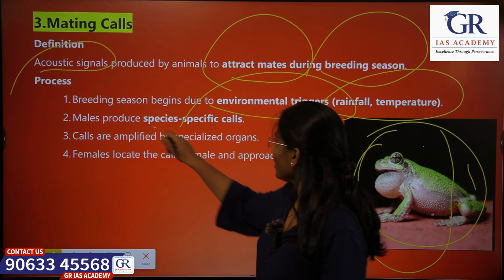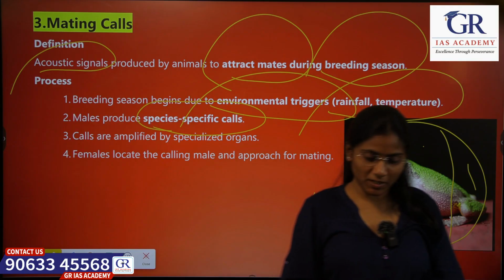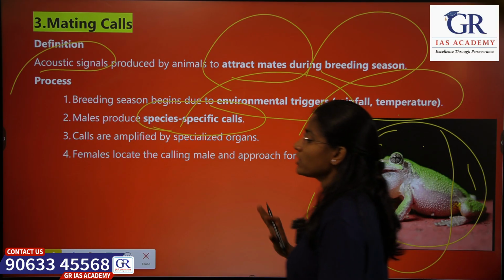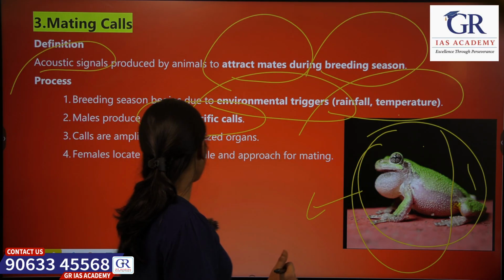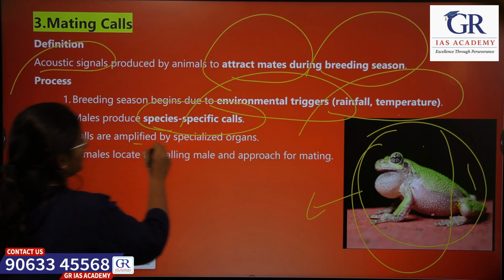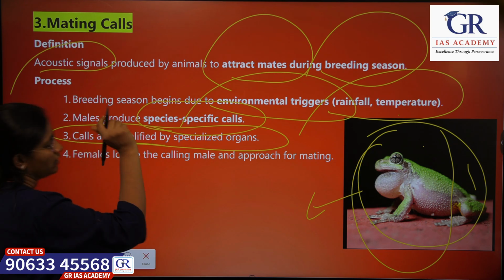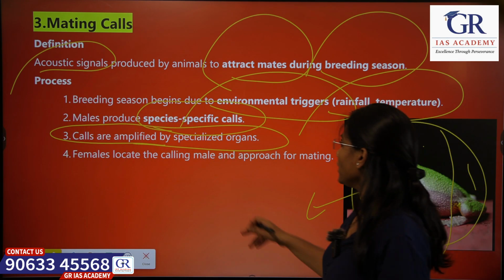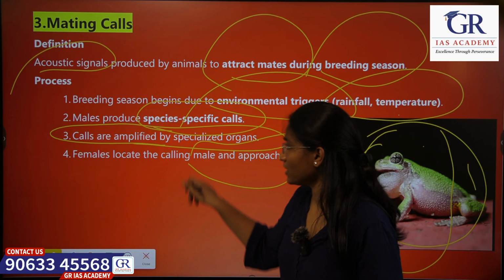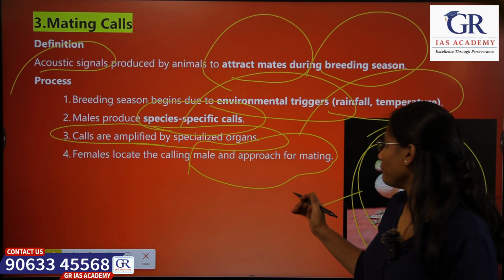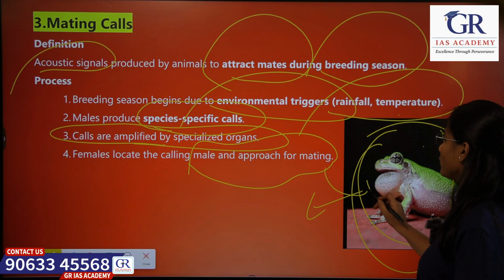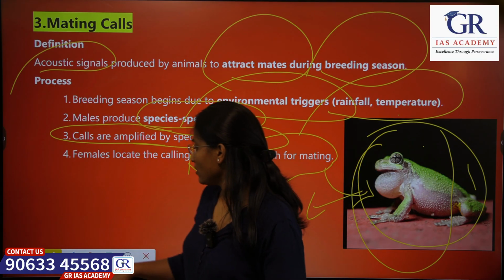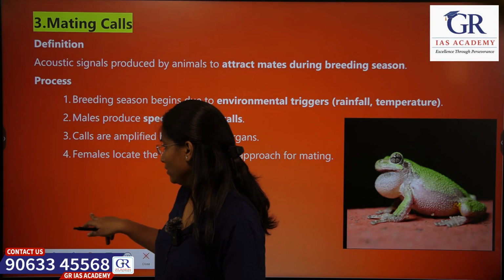And every species will not have the same type of call. The mating calls will be different for different species, right? And some organs help them to amplify their mating calls. Because of this, females will locate the male and approach for the mating process by listening to the mating calls of the prospective male.